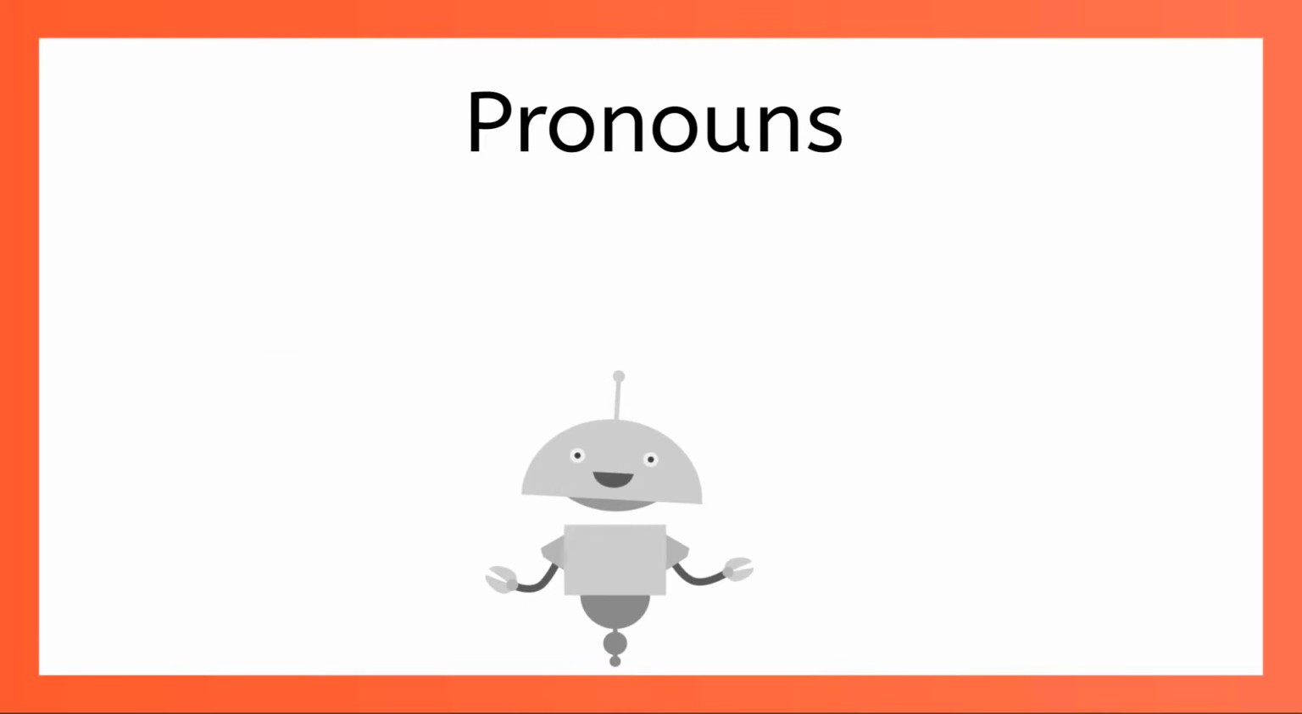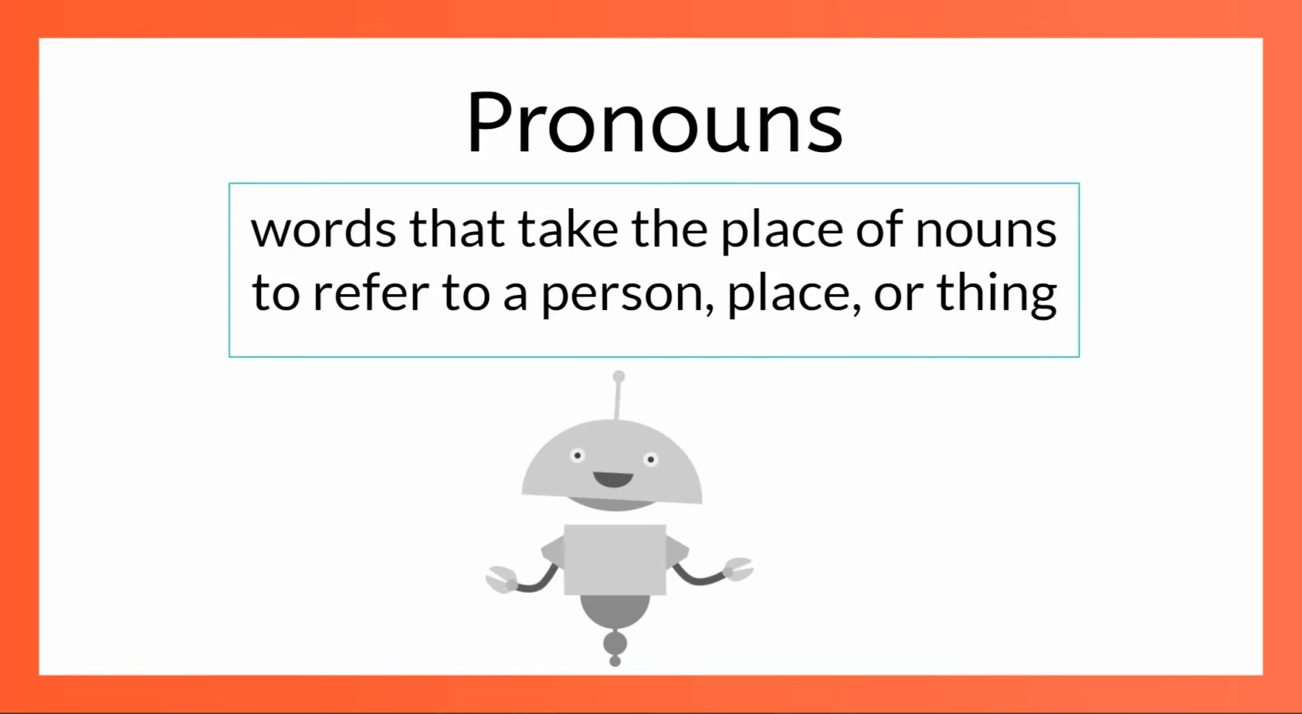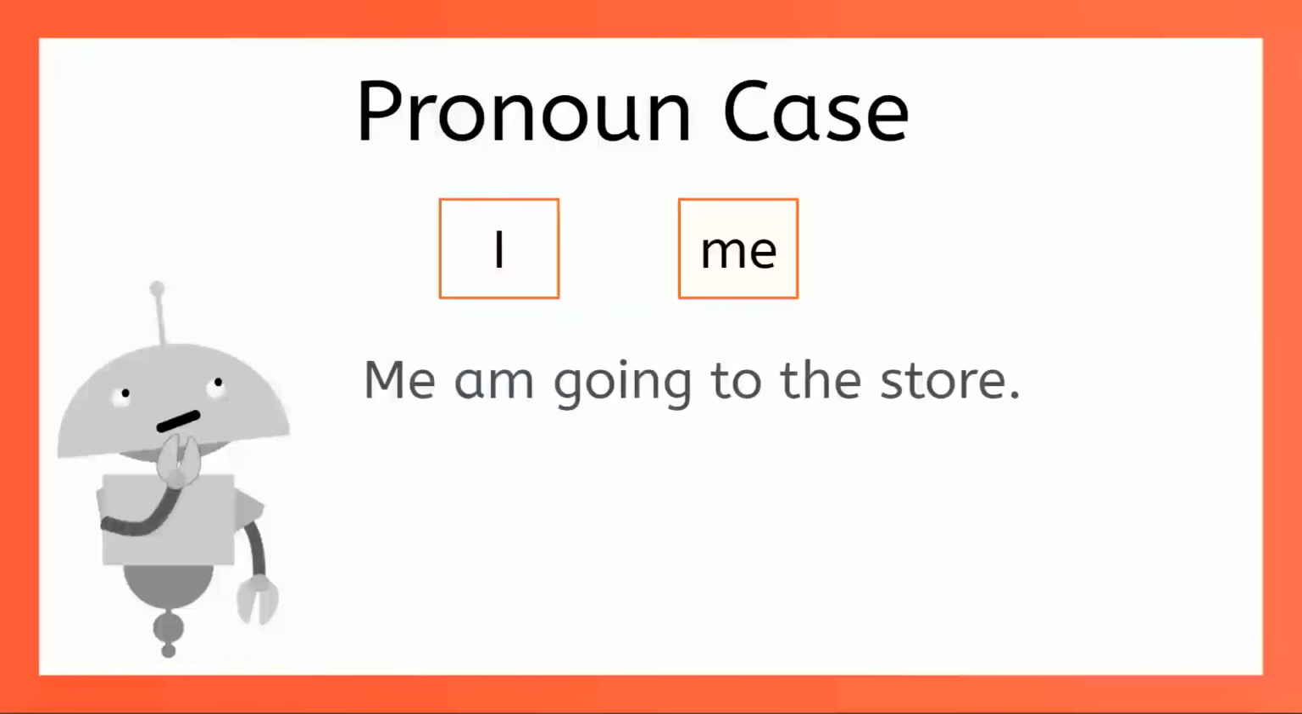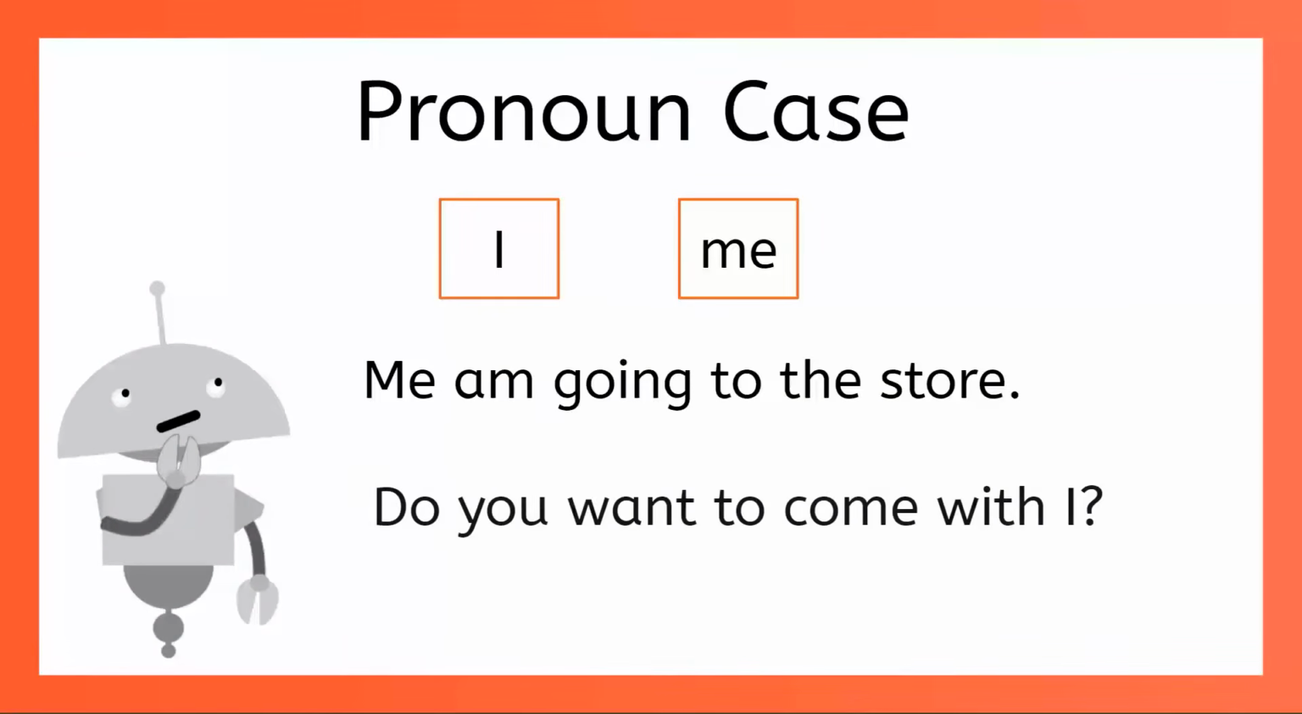You already know that pronouns are words that take the place of a noun to refer to a person, place, or thing. You know a lot about pronouns, but did you ever notice that we use different pronouns in different situations? For example, I can refer to myself with the pronoun I or the pronoun me. What's the difference? Well, I wouldn't say, "Me am going to the store. Do you want to come with I?" That wouldn't make sense. Instead, I know to say, "I am going to the store. Do you want to come with me?"